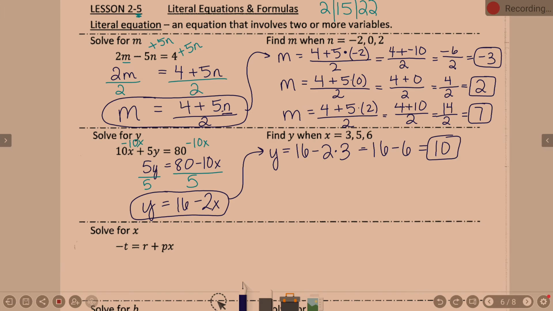Yep. So 2 times 3 is 6, and 16 minus 6 is 10. Okay, another one. 16 minus 2x, so 16 minus 2 times 5. Taking turns putting my x values in. Again, we're going to multiply before we add or subtract. 2 times 5 is 10. So now I'm doing 16 minus 10, which is 6.